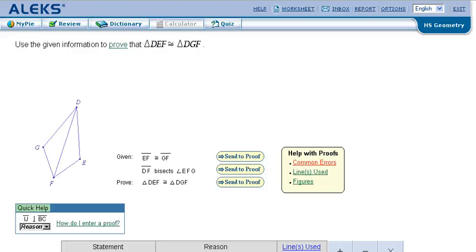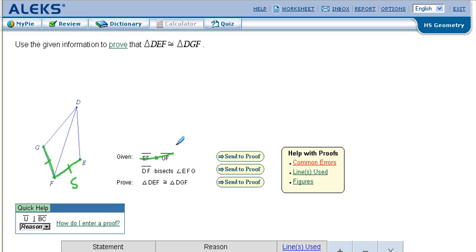Proofs involving triangles, problem type 2. Again, we're going to take a look here at our given information. We are given that side EF is congruent to side GF, so E to F is congruent to G to F. We trace, we hatch, have a pair of sides, and we're done.